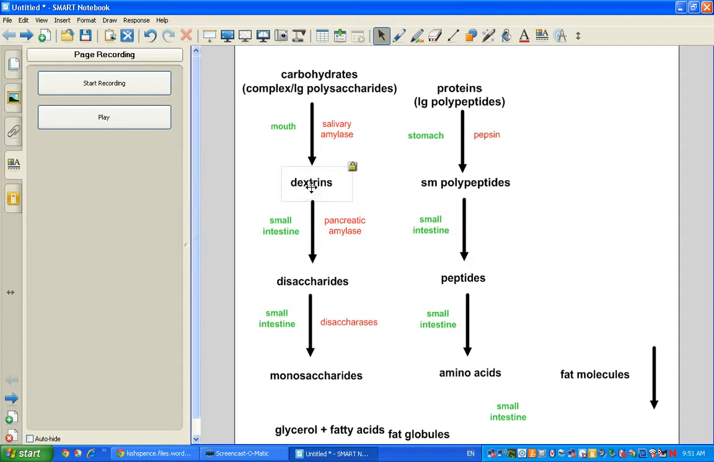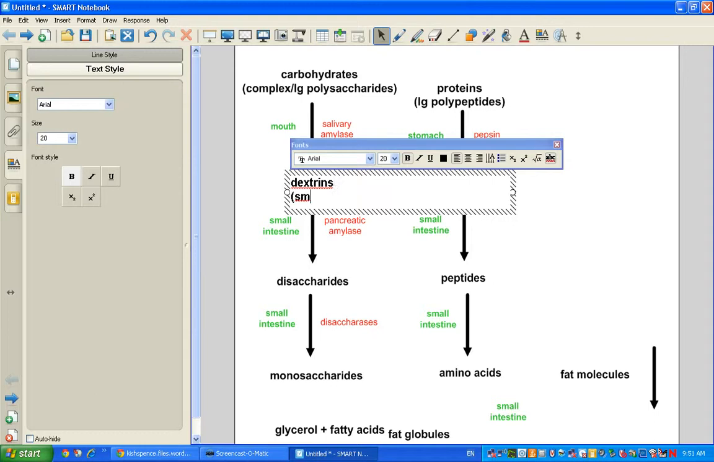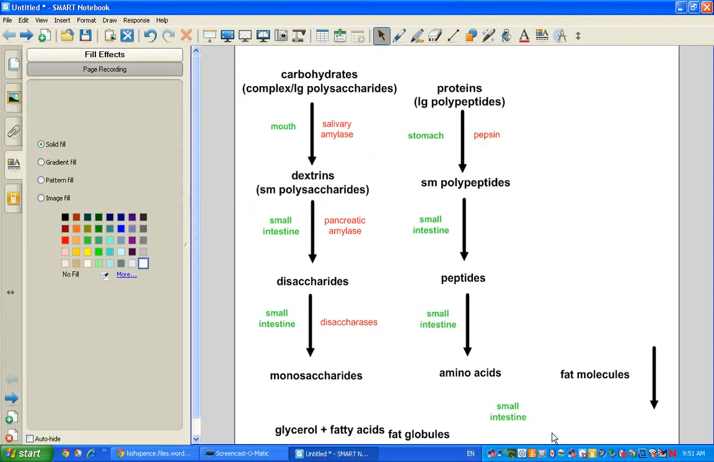Okay. Dextrins. That's the special name that we give for the smaller polysaccharides. So when you're studying, it might help you to remember that. In your word bank, you probably have dextrins, but not small polysaccharides. So carbohydrates are broken down into dextrins in the mouth, and then when they get to the small intestine, they're acted on first by pancreatic amylase to break them down into disaccharides, so 2 sugar units, and then by disaccharases to break them down into monosaccharides. There, carbohydrates are done.